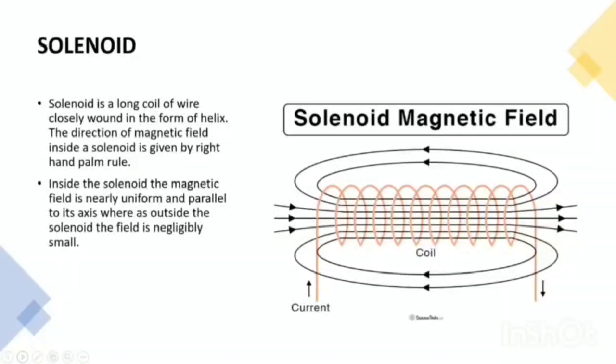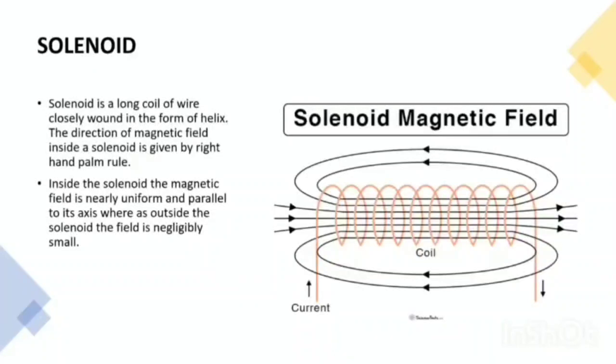What is a solenoid? A solenoid is a long coil of wire closely wound in the form of a helix, as shown in this diagram. The wire is coated with an insulating material so that when adjacent turns physically touch each other, they are electrically insulated. We know that when electric current is passed through the solenoid, a magnetic field is produced.